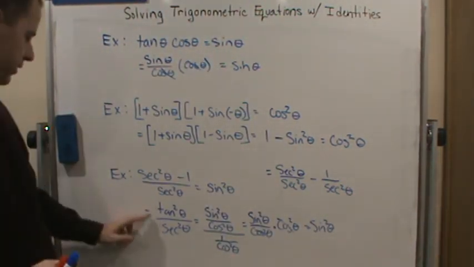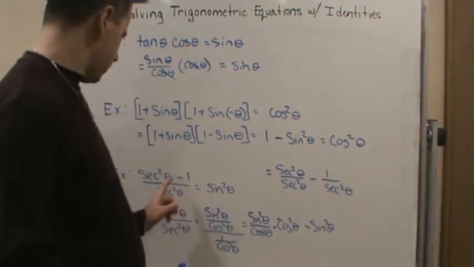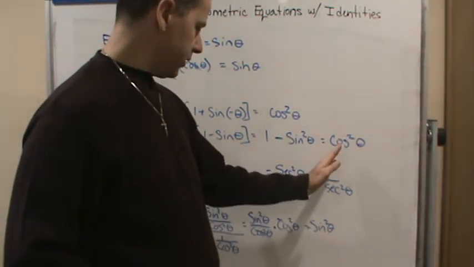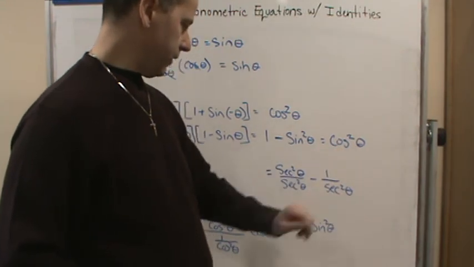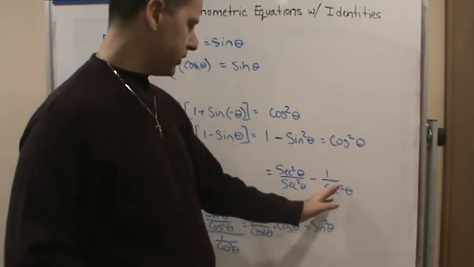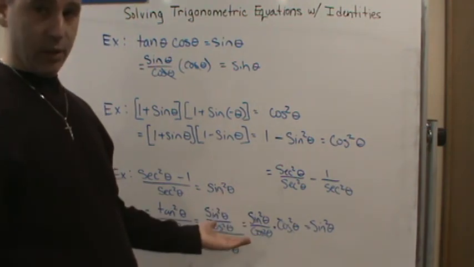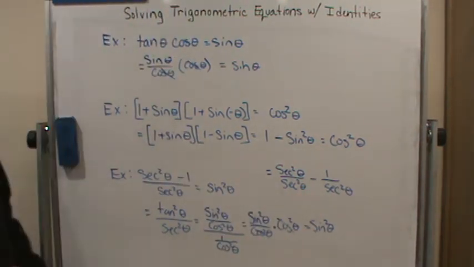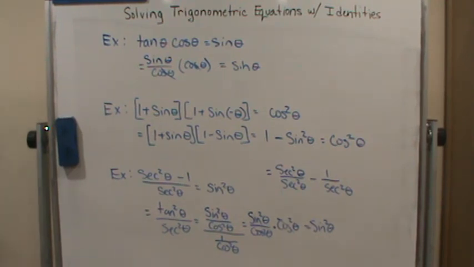So instead of going this route, we could have just gone from here to here, and then this would become 1, and this becomes cosine squared theta. And then we get 1 minus cosine squared theta, and that gives us the other Pythagorean identity that we could use, which gives us sine squared theta. So that would have been an alternate way of doing it, and that would have been fine.